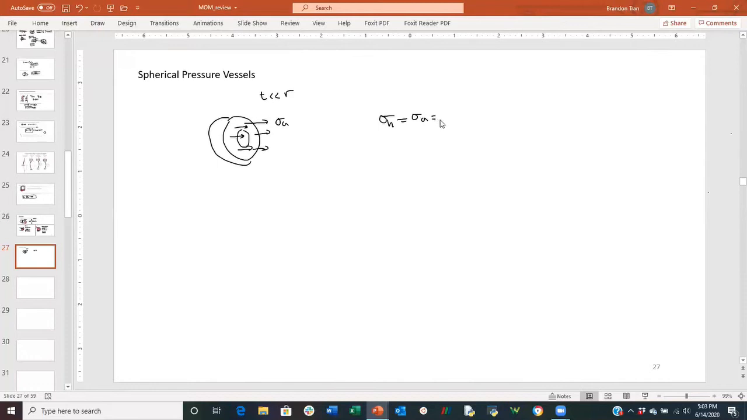Which both at this point would equal pressure times radius divided by 2 times the thickness. Okay, so that's what you would do for spherical pressure vessels. Okay, and that's it for pressure vessels.